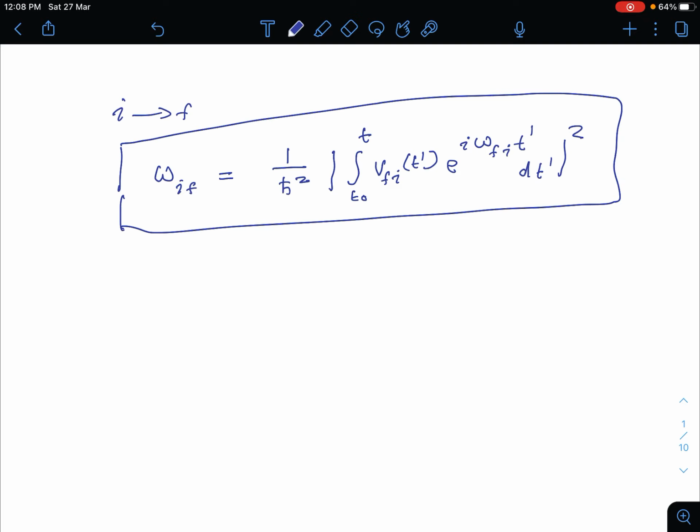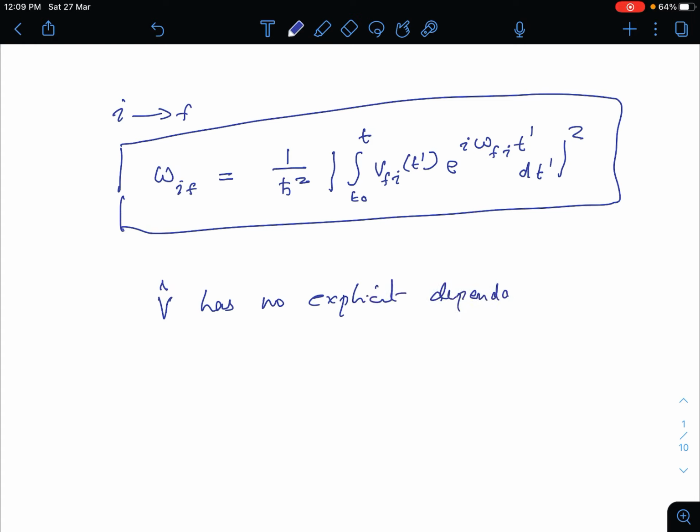What do you mean by constant perturbation? Suppose you have a perturbation in which the potential V or the operator V has no explicit dependence on time. Okay. So in that case, let us assume that t0 is equal to 0. We begin from the initial time.